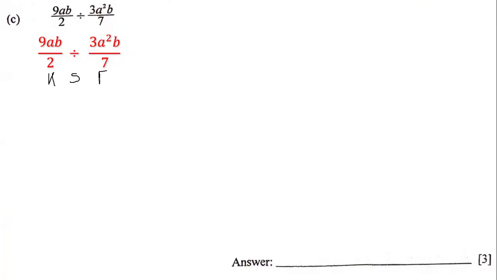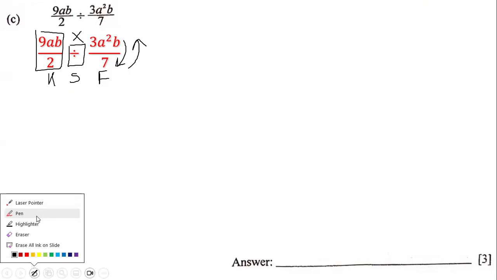That's KSF. Now, KSF means K stands for keep, so we keep this fraction unchanged. The S stands for switch, so we switch this division sign into a multiplication sign. And the F stands for flip, which means that we flip this particular fraction. We put the denominator on the top and we put the numerator at the bottom.